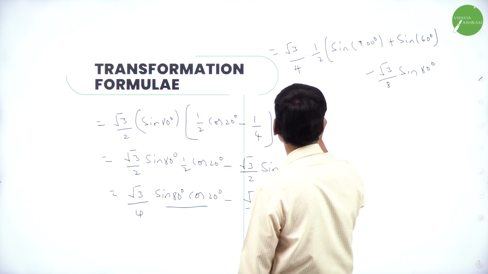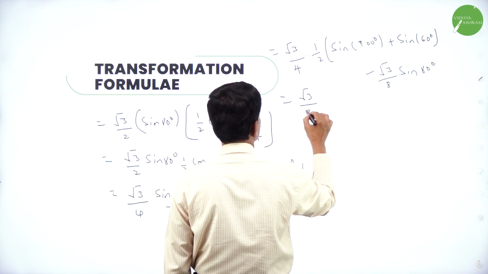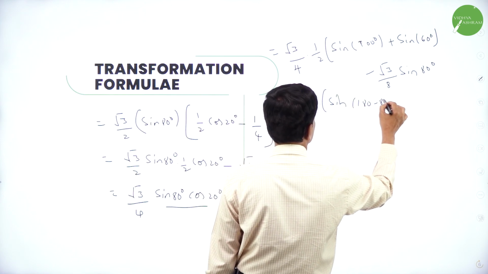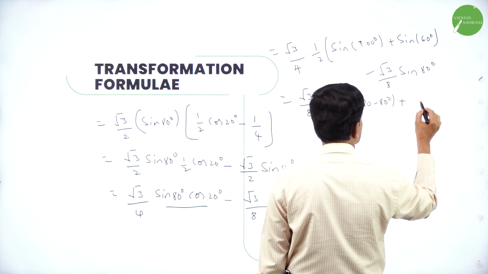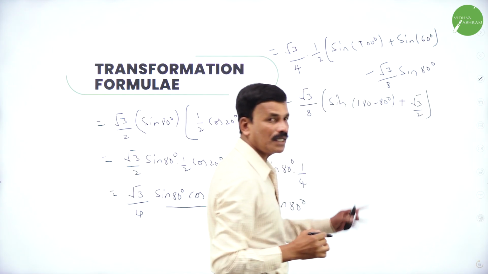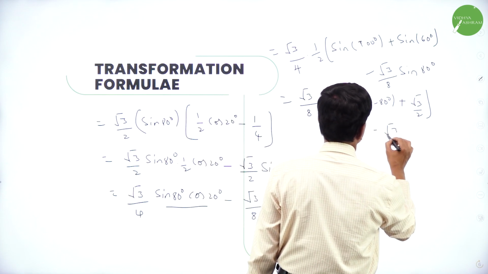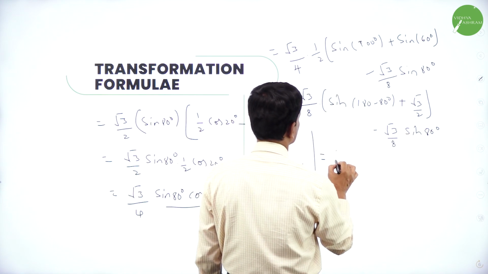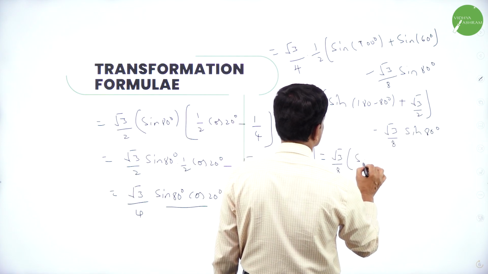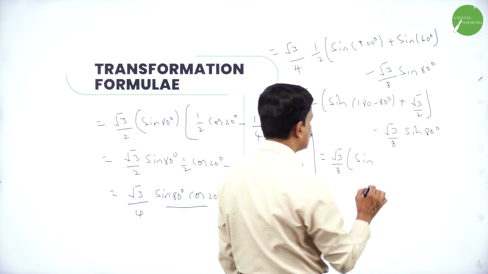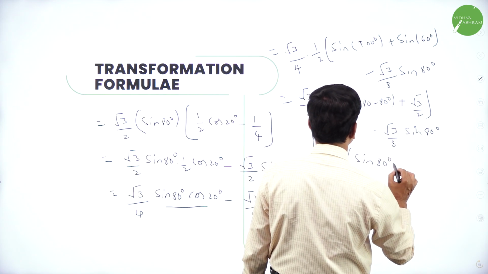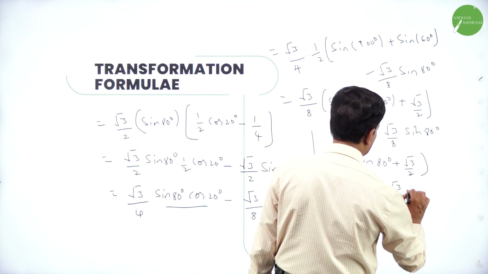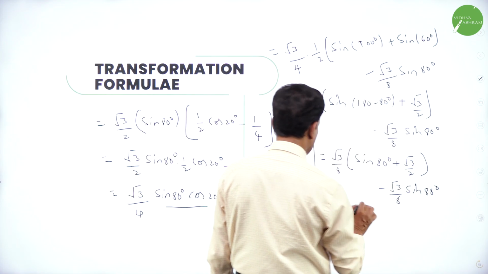Now this can be written as root 3 divided by 4 into 8 into sin of 100, which can also be written as 180 minus 80, plus what is sin 60? Sin 60 is root 3 by 2, minus root 3 by 8 times sin of 80 degrees. Now this is equal to root 3 by 8 into sin of 180 minus theta, which is sin theta itself, it is in the first quadrant, sin 80 plus root 3 by 2, minus root 3 by 8 sin 80. Now multiply and cancel the terms, you will get the answer.